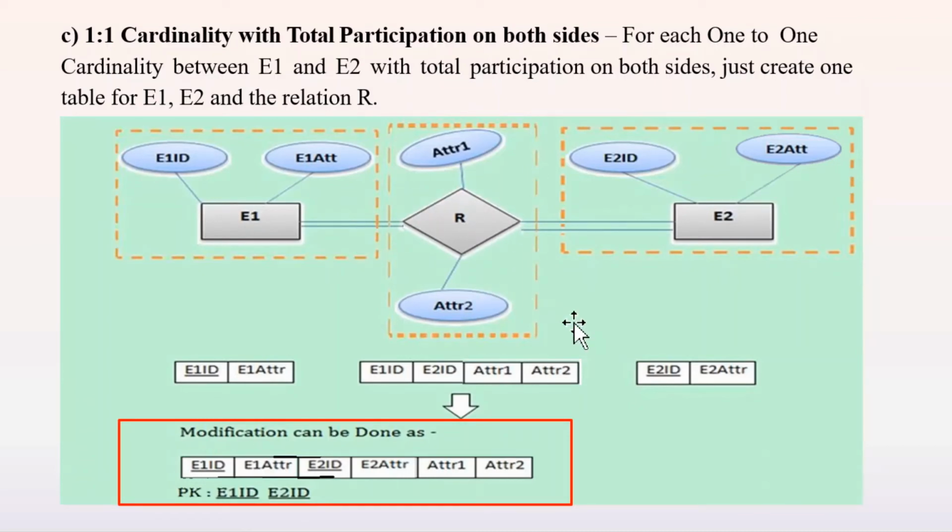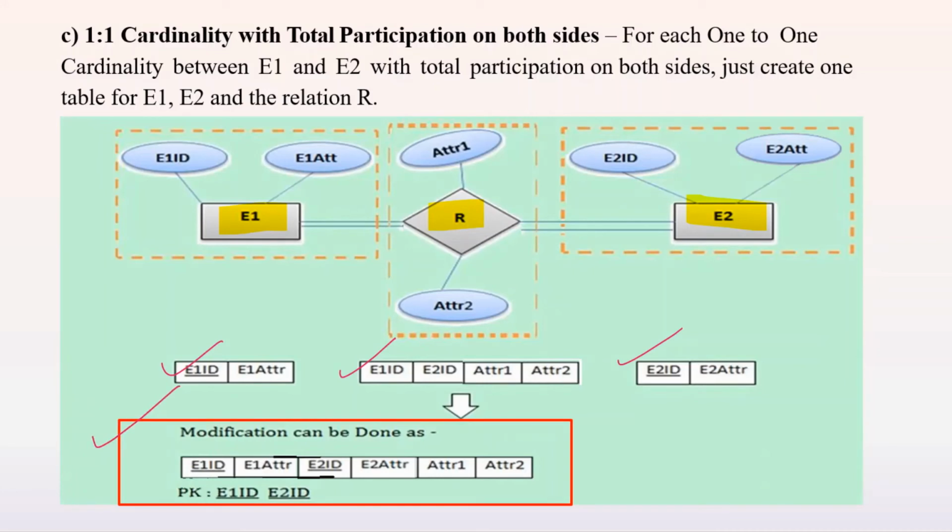So for such a scenario we can construct only one table for all the entities and the relationship. Here we have two entities, E1 and E2, and the relation R. We are having total participation on both sides, and the relationship has two attributes. The simple form is a first table for E1, a relationship table, and E2's table. But we can optimize this, or convert this to an equivalent single table.